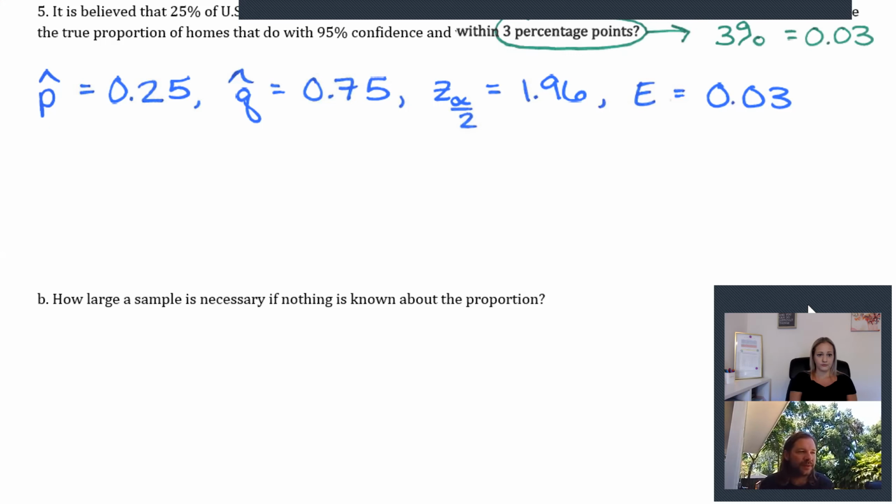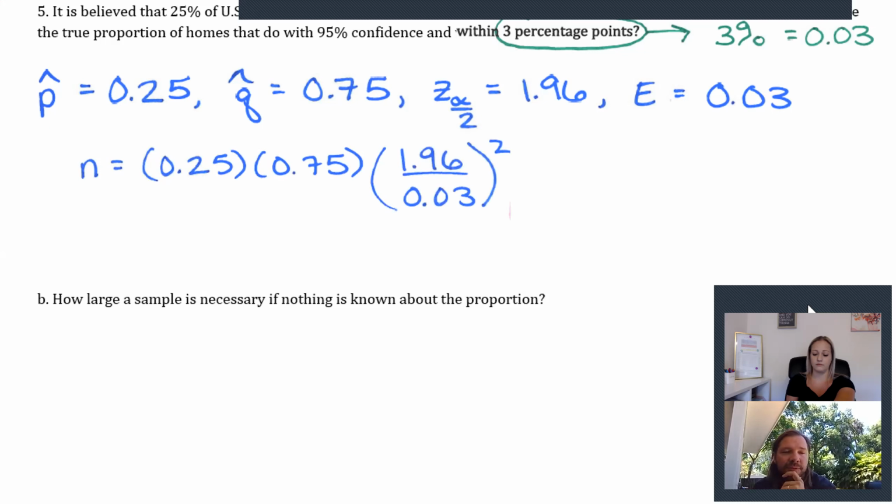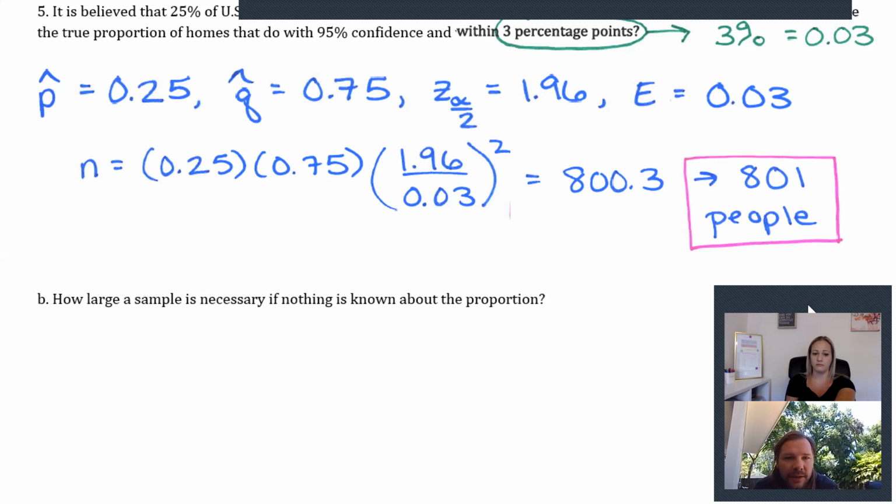And if 25% of US homes have direct satellite television, that's like the previous, what's believed, so it's probably based off a previous study. So we have 0.25 for p hat, and q hat is 0.75. And so n is going to be 0.25 times 0.75 times (1.96 divided by 0.03) squared. When we enter all that into our calculator, we should get about 800.3. Because we're dealing with the minimum number of people, we need to round up to 801. So our sample size should be at least 801 people in this case.